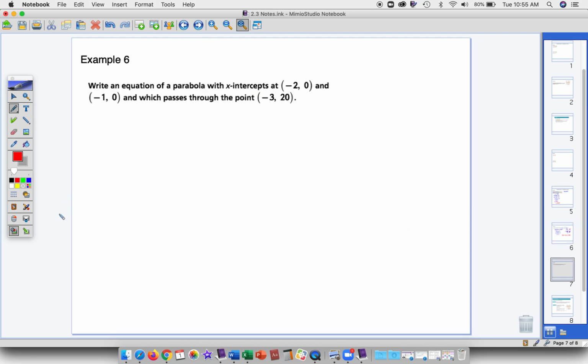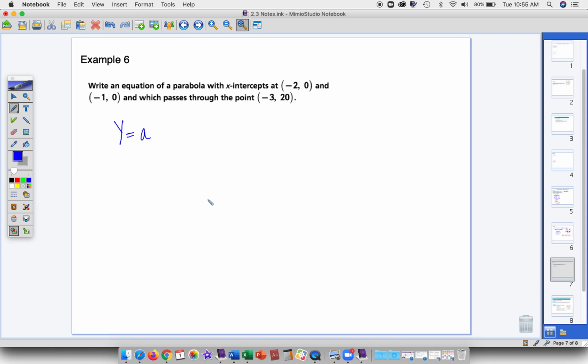Okay, example 6. Here we're asked to write an equation of a parabola with these x-intercepts, -2, 0 and -1, 0. And the parabola passes through this point, -3, 20. So for this type of problem, we're going to use this form. And we're going to have that a value.